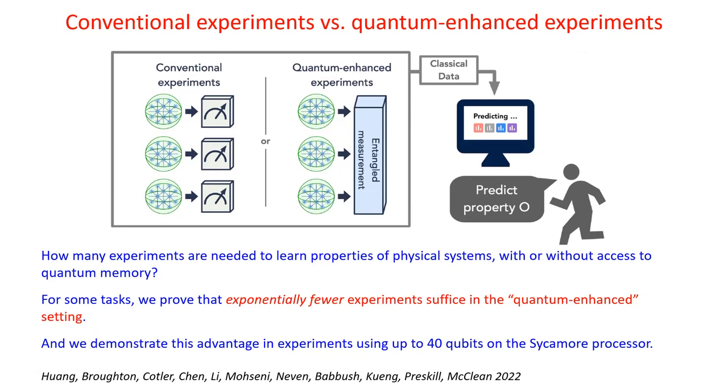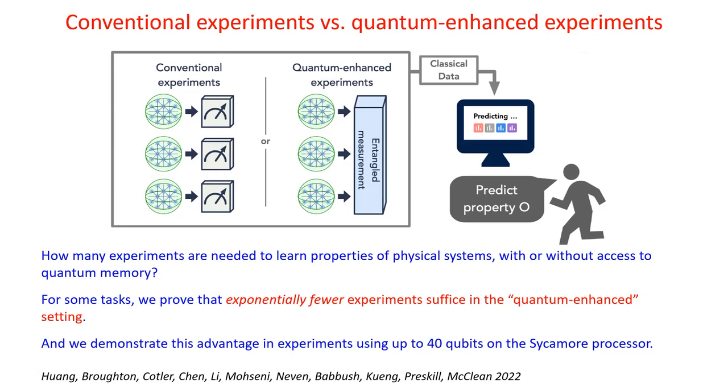The first is the one we've considered up till now, that for each one of those copies, we perform some measurement on the copy. It can be any measurement that we please. And in fact, it could be adaptive. So the measurement we perform on each copy could depend on the outcomes we obtain for measurements that we performed in earlier rounds. And then we use all that classical data to try to predict some property of interest.